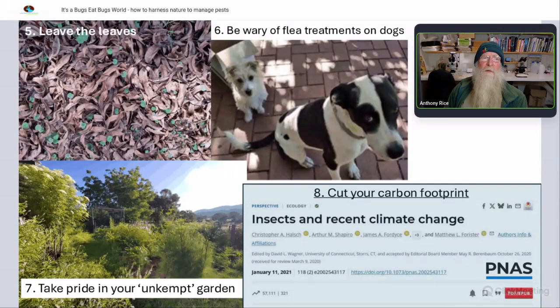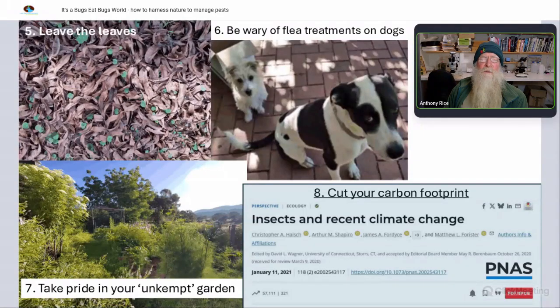Number 5, leave the leaves. If you feel you do need to really rake them up, put them in a pile and just let them rot down, let them compost. Compost is the stuff of life. It's where insects and other invertebrates, bacteria and fungi and beneficial nematodes, it's where life happens. So as much compost as you can get into your gardening, the better. Don't burn your piles, leave them to rot down.